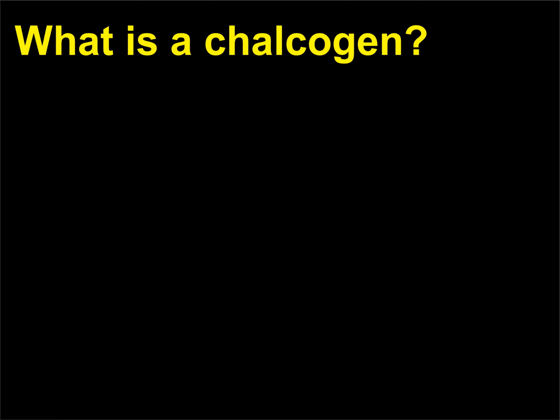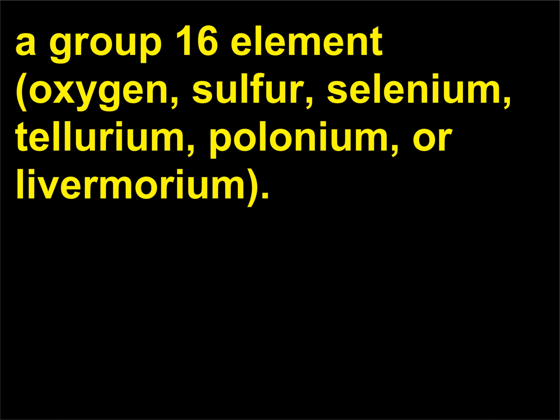What is a chalcogen? A group 16 element: oxygen, sulfur, selenium, tellurium, polonium, or livermorium.